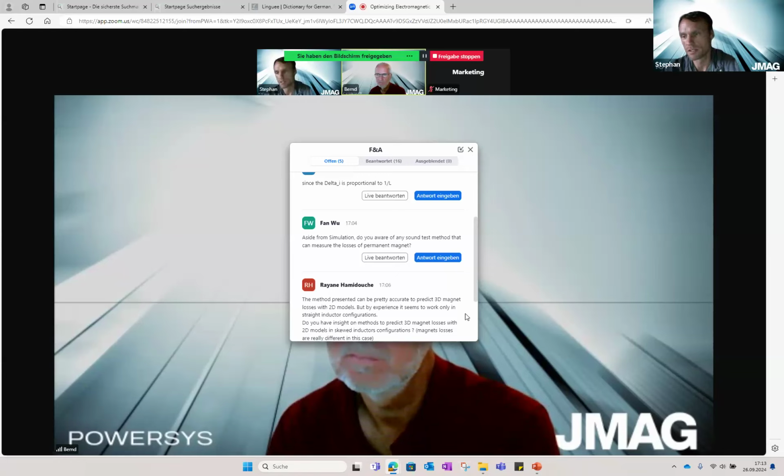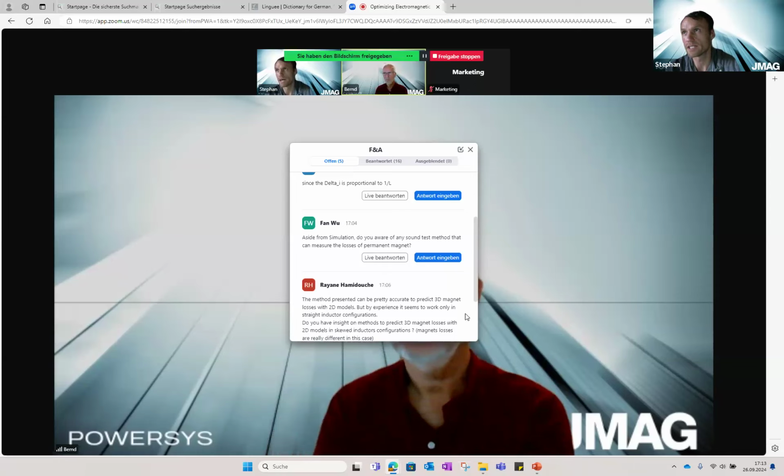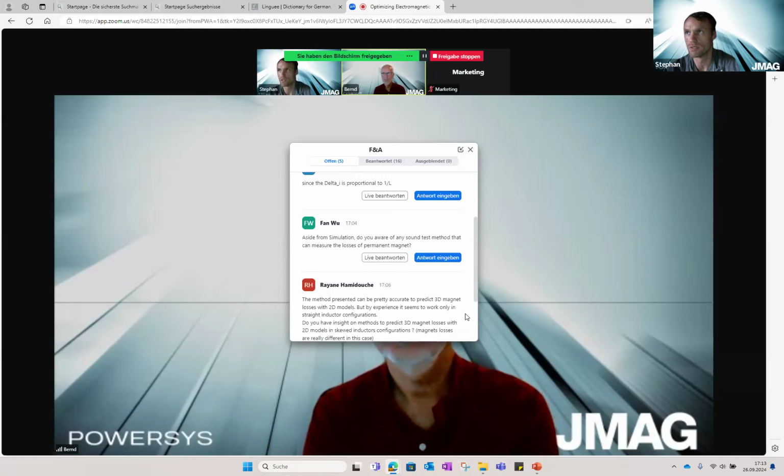This can be considered in a bigger model, that's correct. And it could also provide different total loss values compared to my example model with only one slice or one segment of magnet. But in relation, the overall outcome of this approach would still be valid, I think.